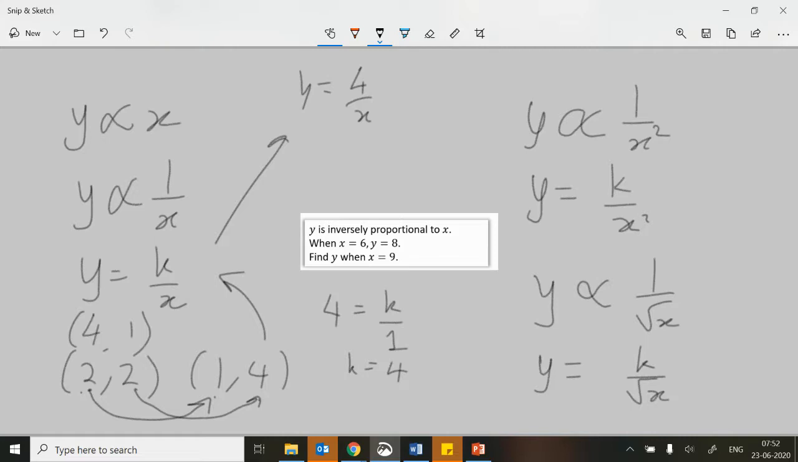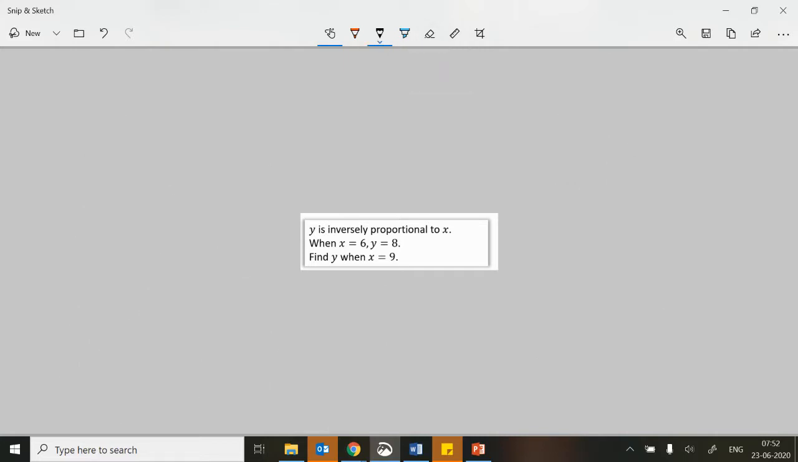Okay, so let's have a look at this question given here. So y is inversely proportional to x. When x is equal to 6, y is equal to 8. So again, we're going to set this one up like this. y is inversely proportional to x.